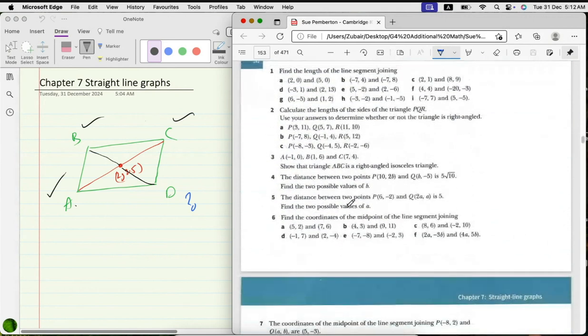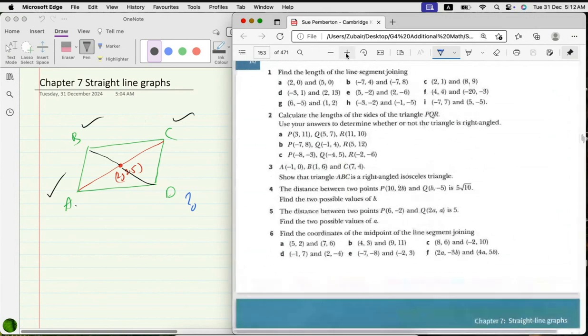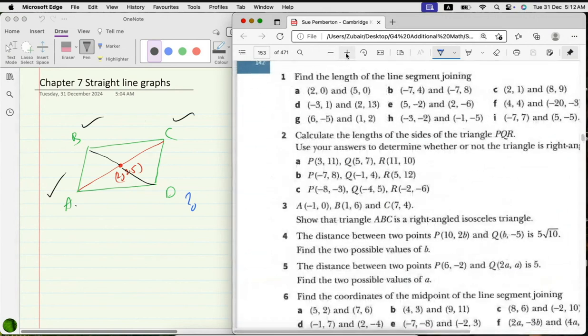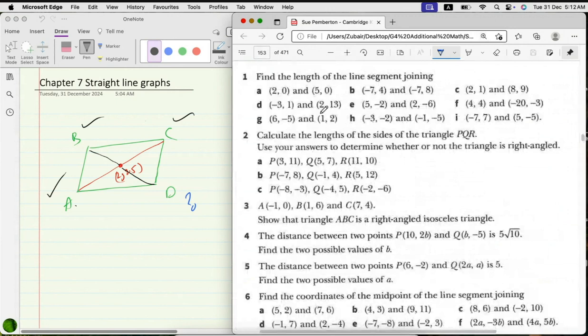Find the length of line segment. Try the first one. So then length is just going to be the distance between them, right? Yeah. First one.